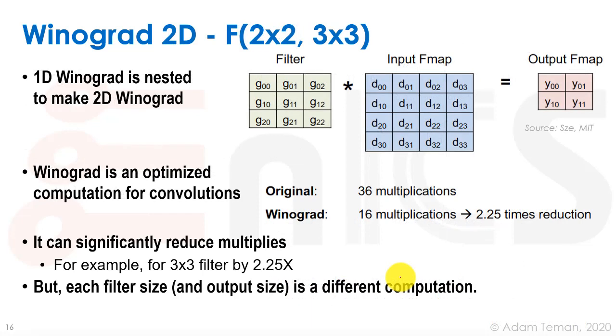If we look at the Winograd in 2 dimensions, it's just nested 1D Winograds into a 2D Winograd, and this is really nice because the original in this case is 36 multiplications, and when we got it to Winograd, it was reduced all the way down to 16 multiplications, and that's a 2.2x reduction. So it's really a nice thing. The only problem is each filter size and output size is a different computation, so we need some specialized hardware for that. Anyway, applying these types of computational transforms is a nice way to reduce the number of multiplications that we have in our problem.